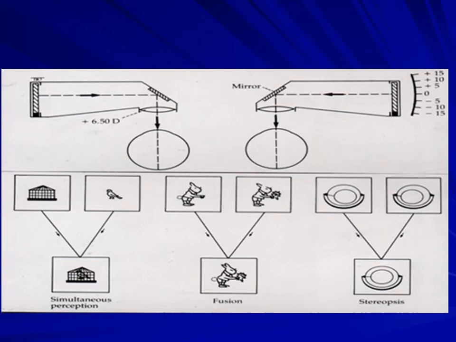In the stage of depth perception, we introduce two pictures that are slightly dissimilar. Notice here the circles are slightly different from each other, so the child or the patient can see the depth perception, and this is the highest stage of binocular vision.